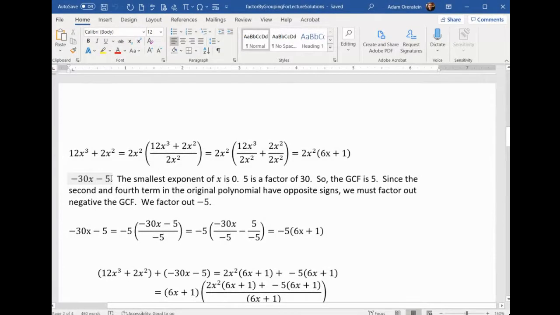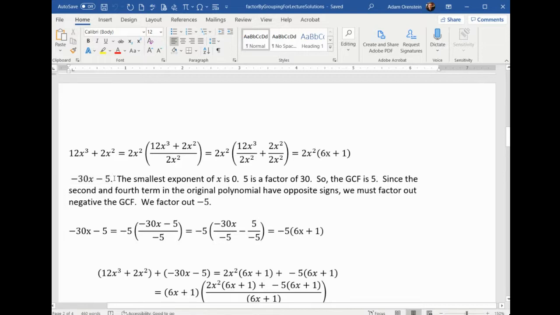So again, the smallest exponent of x is 0 because we have a non-zero constant term. 5 is also a factor of 30. If you were to list the factors of 30, you would get 1, 2, 3, 5, 6, 10, 15, and 30, I think. But either way, you get 5 as a factor. So the greatest common factor among the coefficients and the constant term is 5. So the GCF is 5.